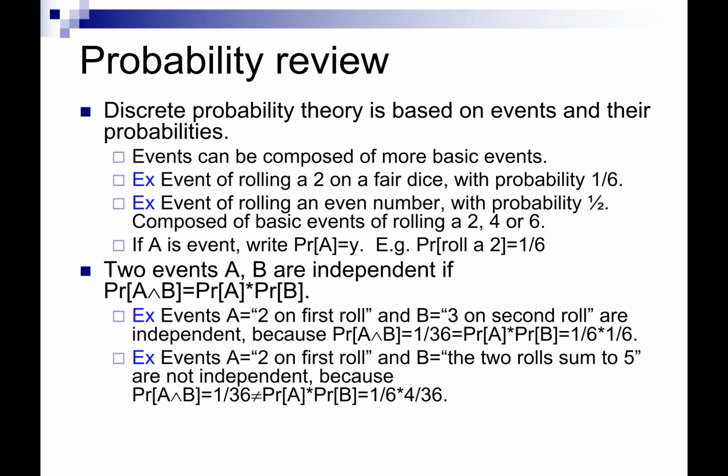To see this mathematically, the probability that both A and B occur is 1/36, because I have to get a 2 on the first roll and then a 3 on the second roll. On the other hand, the probability that A occurs times the probability of B is 1/6 times 4/36, because if I roll the die twice, I have 4 different ways for the 2 rolls to sum up to 5. These two things multiplied together are not equal to the probability of A and B, and so these two events are not independent.